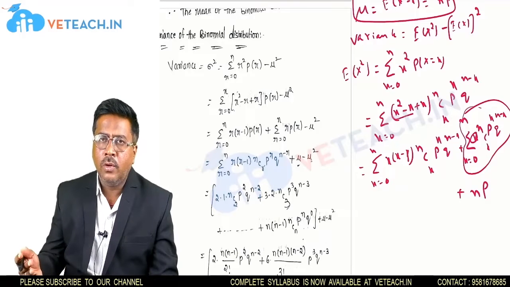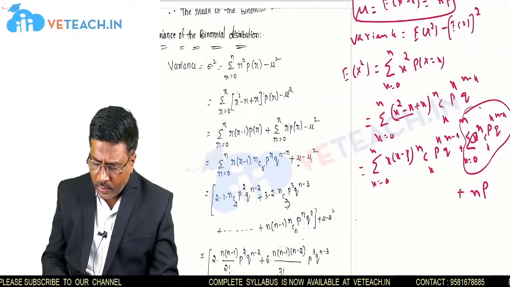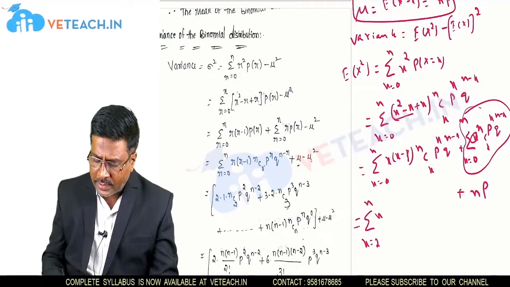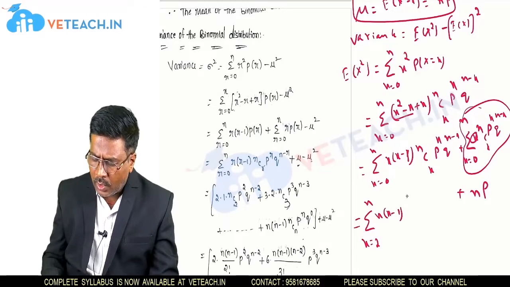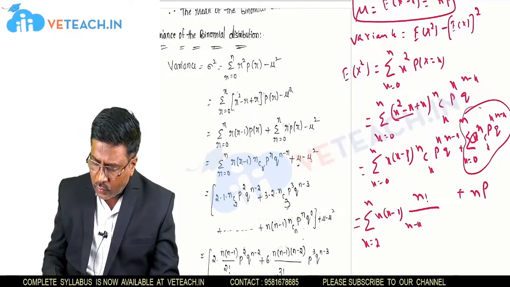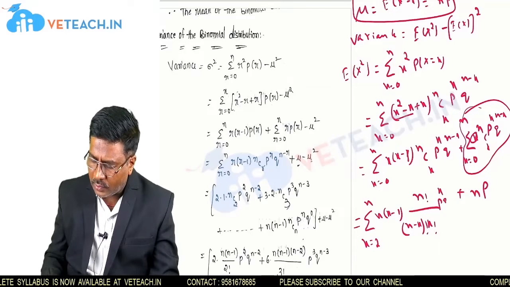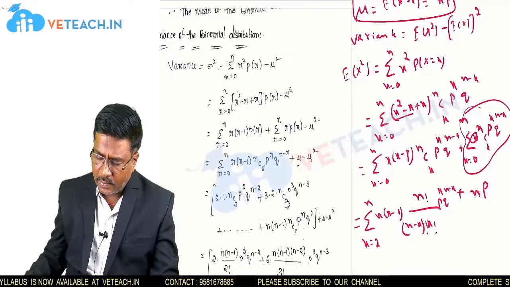Just we can forward two steps from this. Therefore, sigma of x = 2 to n, x into (x minus 1) into n factorial by (n minus x) factorial into p to the power of x into q to the power of n minus x.